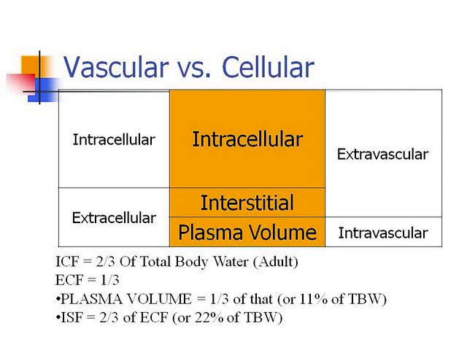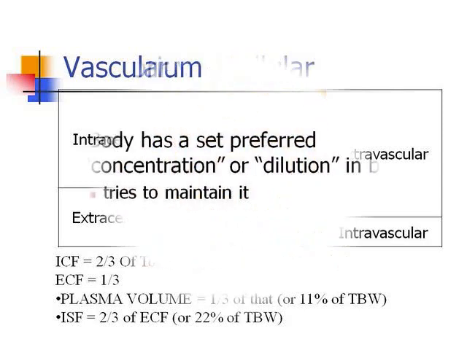2/3 of the total body water in an adult is intracellular. It's inside the cells itself. Only 1/3 of it is extracellular. When you break that down further, plasma volume is only 1/3 of that 1/3 extracellular fluid volume, which makes it only about 11% of the total body water is plasma. 22% of the total body water is interstitial fluid.